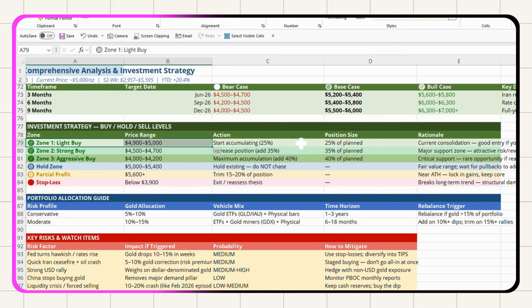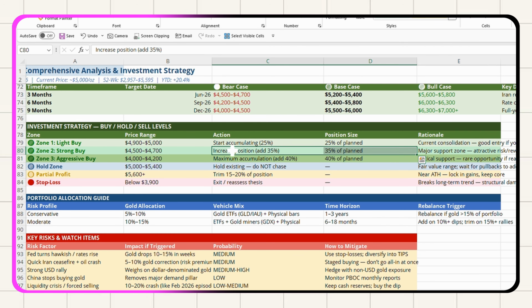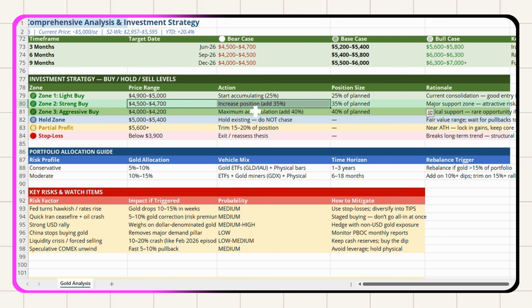So around 25% planned here, and then increase the position at 35. If it's going below again at this particular level, add more, 40%. Hold zone is from right now. If you have an entry, hold it, do not chase, and then partial profit, book at 5,600, and then trim 15-20% of the position here, right? Stop loss is below 3,900. So it's given me a good part of it.